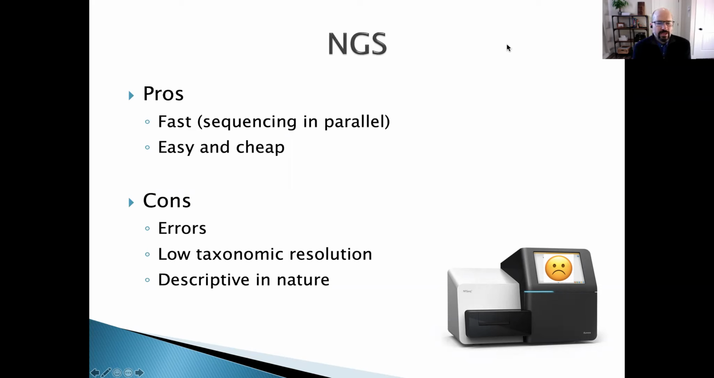But there are many errors that can be introduced in any of the steps of the analysis. And also we're going to talk about low taxonomic resolution. And finally, most of the studies we do about microbiota are just descriptive. So they don't prove anything. They just make associations. And we're going to talk a bit about that.